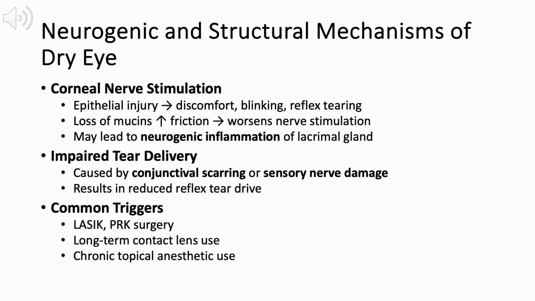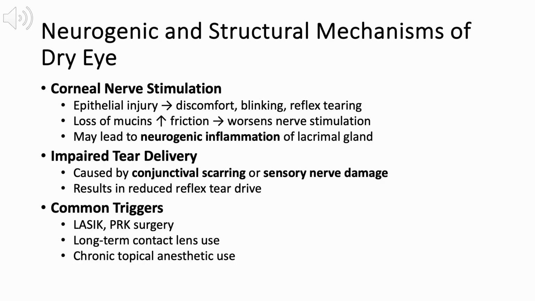Neurogenic and structural mechanisms play a critical role in the pathophysiology of dry eye. Corneal nerve stimulation arises when epithelial injury triggers discomfort, increased blinking, and reflex tearing. When mucins are lost, friction on the ocular surface increases, which further stimulates corneal nerves and can lead to neurogenic inflammation of the lacrimal gland. This inflammation exacerbates tear instability and perpetuates symptoms.